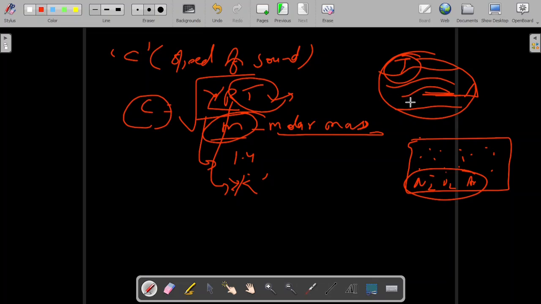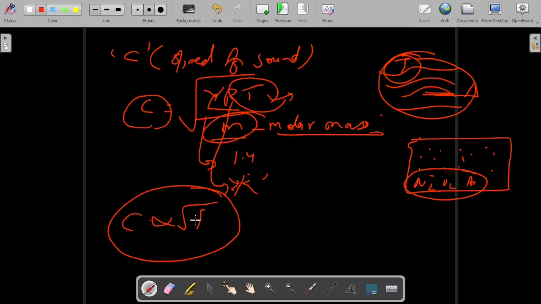But when we talk about the open environment, when the aircraft is moving in the open surrounding, then C we can write is proportional to the under root of temperature. So as we increase the temperature, the speed of sound also increases with a factor of this under root.